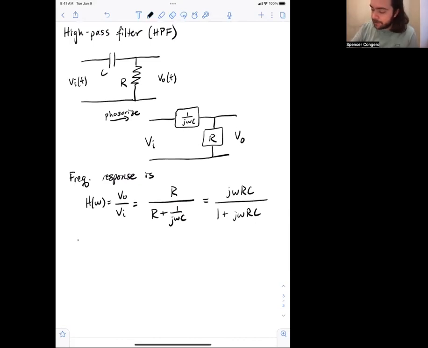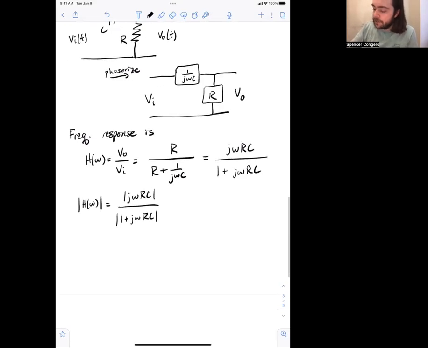Now let's look at the magnitude. Okay, again, the magnitude of the ratio of complex numbers is just the magnitude of the top divided by the magnitude of the bottom. I'll write it like this once. Okay, now let's do that. So what's the magnitude of the top?